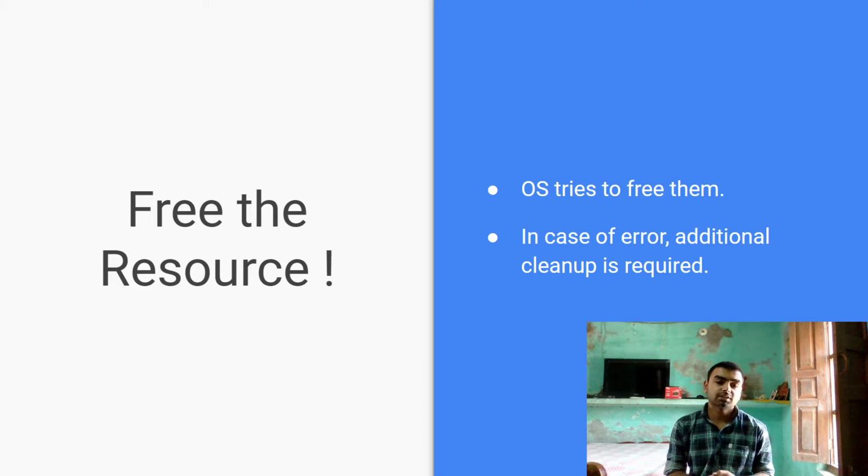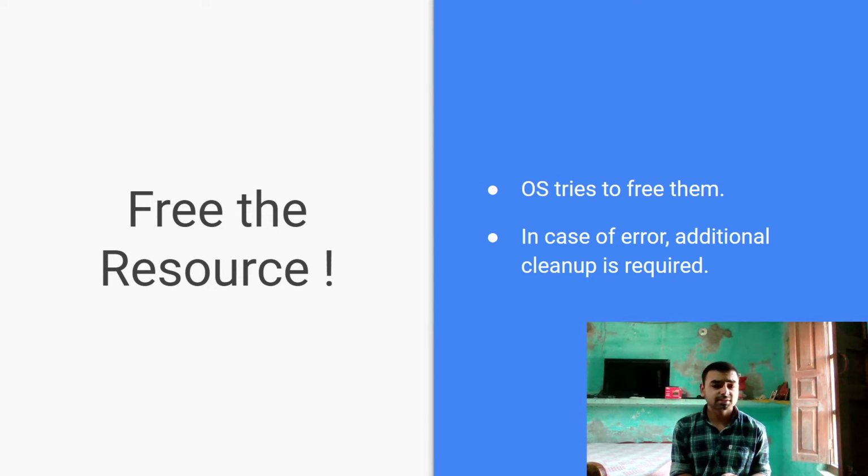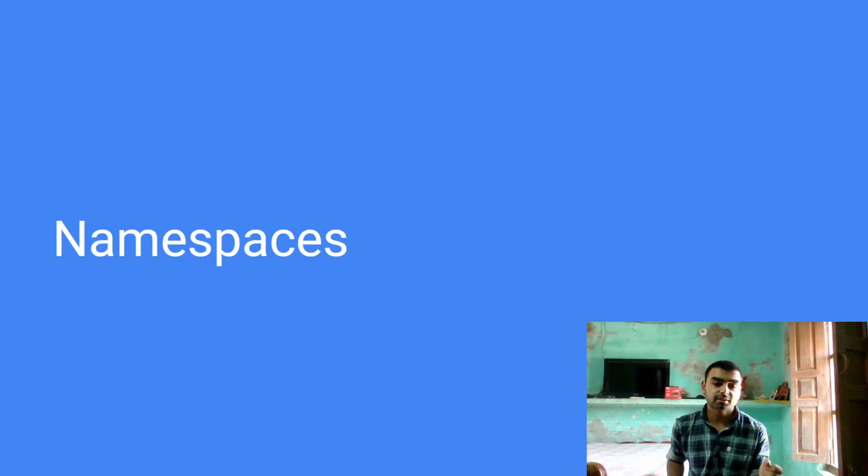And now the question is, you want to free the resources, and the OS tries to free them whenever your program exits itself. So let's say some kind of error occurs in your program and your program is reading from a file. The operating system needs to do some additional cleanup in that case. Additional cleanup would be closing that file or saving data to the file, preventing the file from being affected.